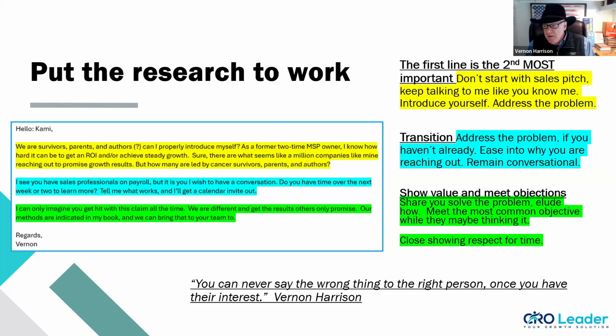As a former two-time MSP owner, I know how hard it can be to get ROI from achieving steady growth. Now, I'm not selling here, I'm pointing out an issue that people have within their business. Sure, there seems like what a million companies like mine reaching out promising results, but how many are led by cancer survivors, parents, and authors? Okay, again, I'm leveraging something that we have in common.